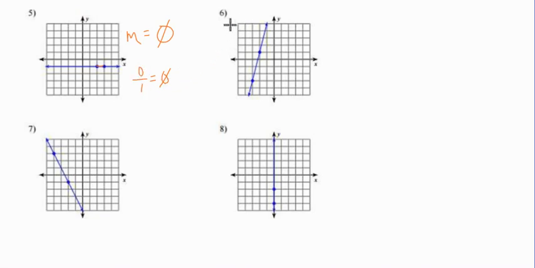All right, number 6, if we look at this line, it's going up to the right. So from this point up, we want to go up and over 1. So we want to go up 1, 2, 3, 4, and over 1. So we have 4/1.